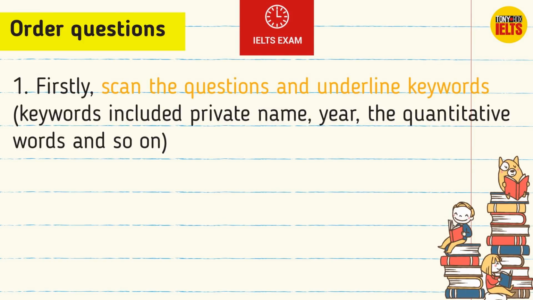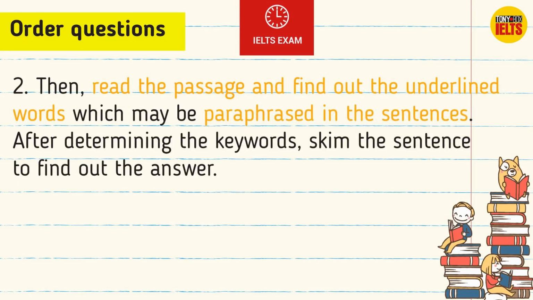Firstly, scan the questions and underline keywords. Keywords include private names, years, and quantitative words, and so on. Then read the passage and find out the underlined words, which may be paraphrased in the sentences. After determining the keywords, skim the sentences to find out the answer.